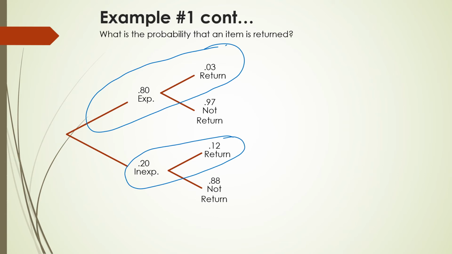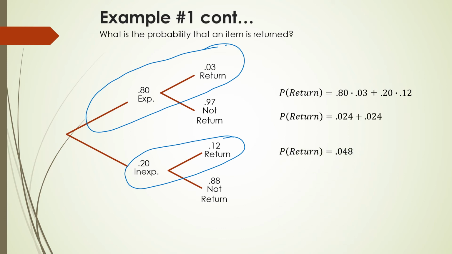And so again, how you start, you must do multiplication. So the probability of return is the experience and return people, that's this number. And then the second group is the multiplication of 0.20 times 0.12. And you would add them together, and that would be the probability of any item being returned, no matter who made it. Okay? So that is the probability that the item is returned, and that's how you do it.